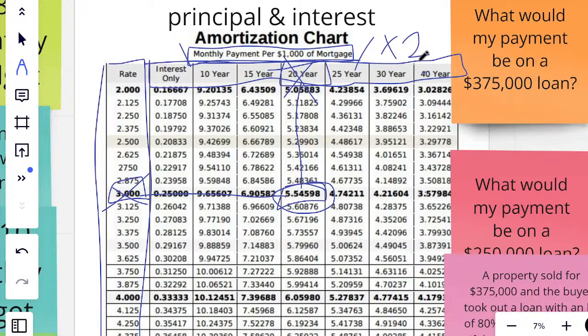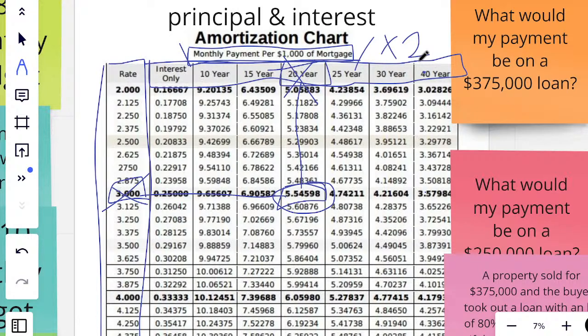absolutely. What about a $50,000 loan? What are we multiplying it by? $50,000 loan, we would be multiplying 5.54598 by 50. What about a $375,000 loan? I think you're getting the gist of this. We would be multiplying it by 375.